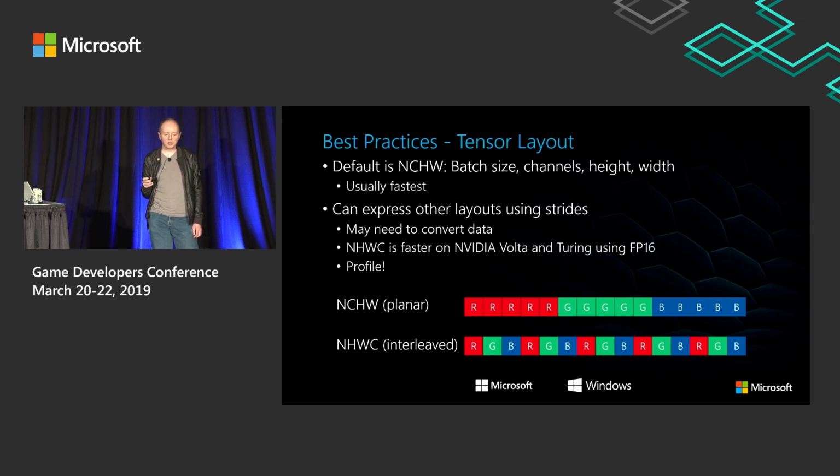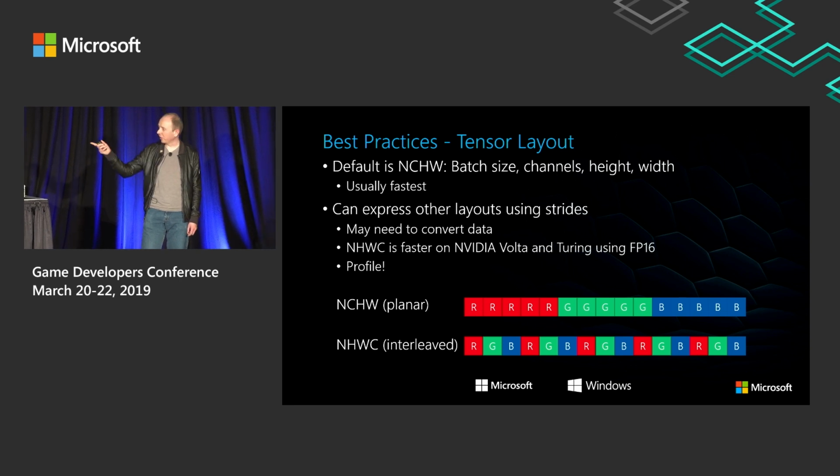And a reason for doing this is that on some hardware, notably NVIDIA Volta and Turing architectures, these actually run faster on a different layout, NHWC, if you're using FP16. And that one you can also see in the image there. It's essentially an interleaved layout where you would have the R, G, and B values for one pixel next to each other in memory, followed by the subsequent pixels. As always, of course, you do want to profile and make sure you're getting the gains you expect. This is also an area where GPU makers are continuing to do research, so you could see additional enhancements here in the future as well.